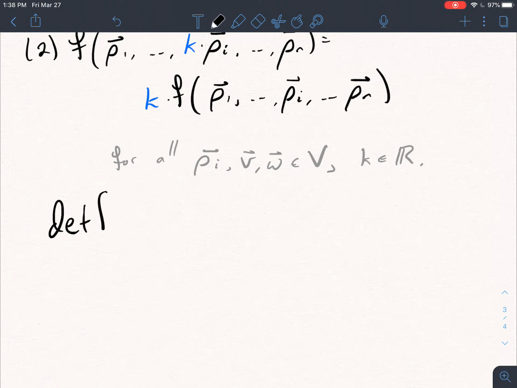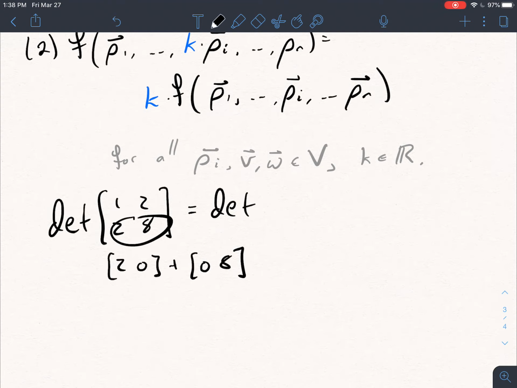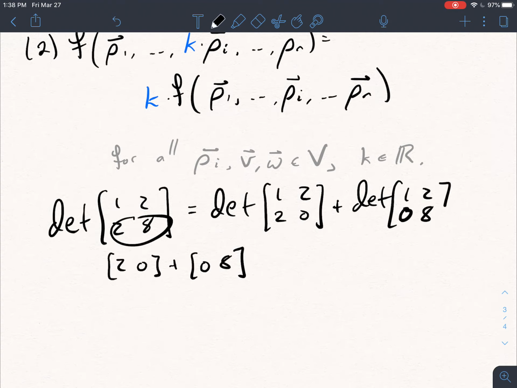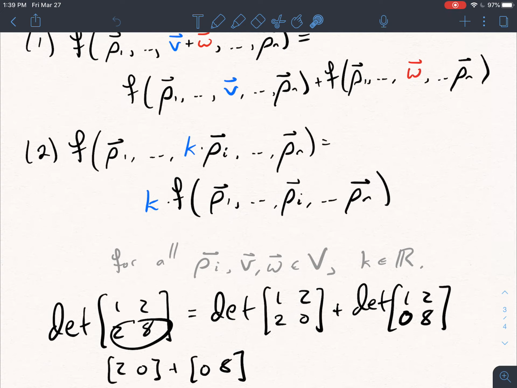But it's telling me that the determinant of, for example, what was the matrix I was doing up there? 1, 2, 2, 8. I can split some row up, I can split row 2 up into the row 2, 0 plus 0, 8, and therefore this determinant is equal to the determinant of 1, 2, 2, 0 plus the determinant of 1, 2, 0, 8. And why does it do this? That is what this property here is trying to tell us. Okay, so more on that next.